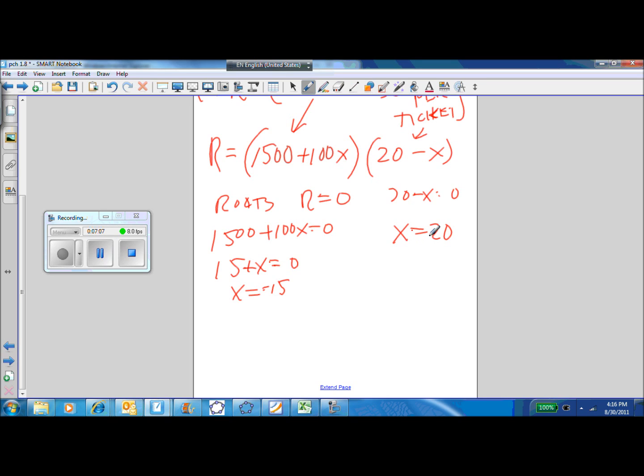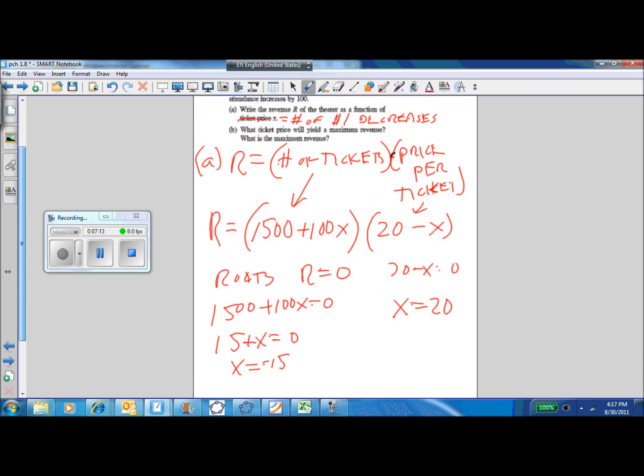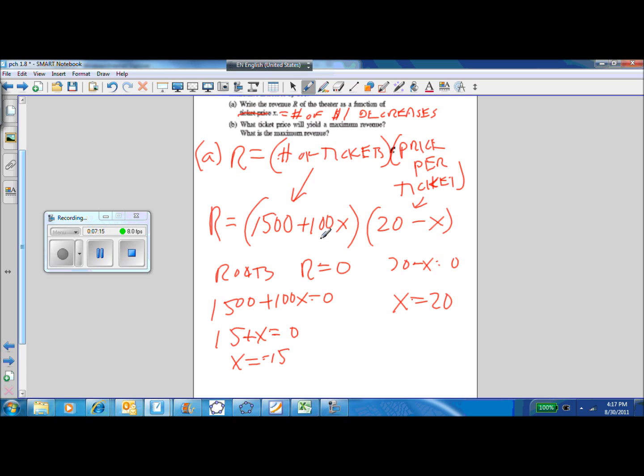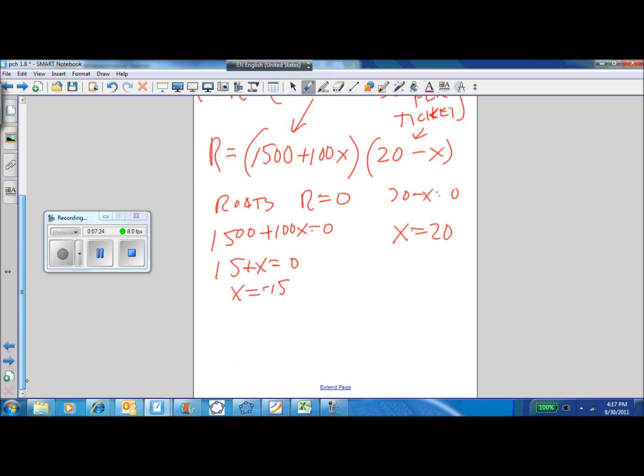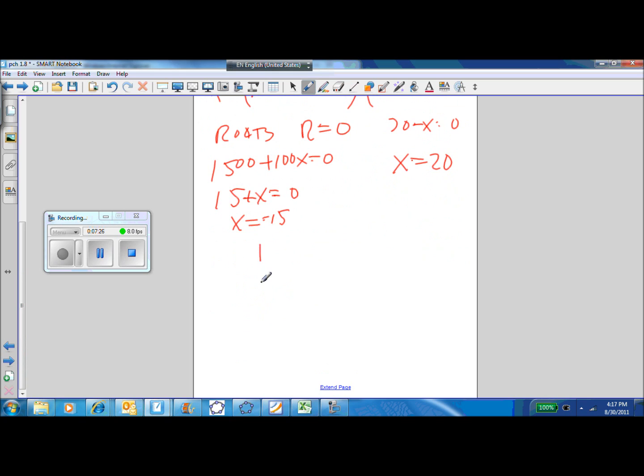Well, at x equals 20, we've basically lowered the ticket price too much, and we have no income because we're not charging anything per ticket. At x equals negative 15, we've basically gone backwards and increased the price so much that now nobody wants to come, so the number of tickets goes down to 0. These two form the roots of a sad parabola. I know it's sad because the leading coefficient is going to be negative.